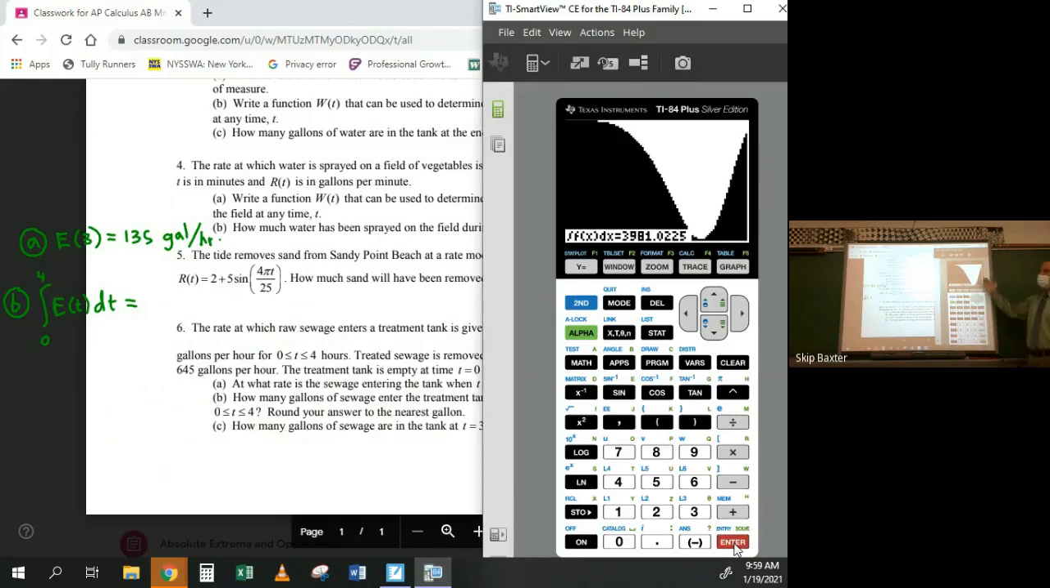Now, if you notice it's shading, hopefully you realize why it's shading, because this represents the area of that shaded region. It's the area between the curve and the x-axis. Remember we talked about that last week. So this is the answer. It's 3981.023 gallons.